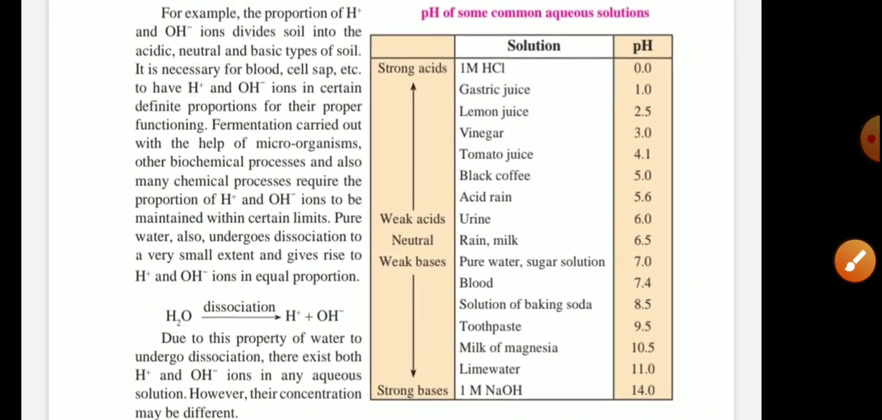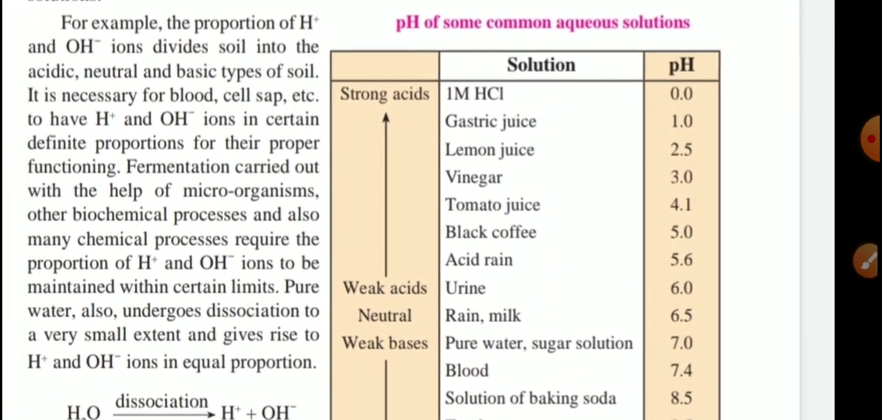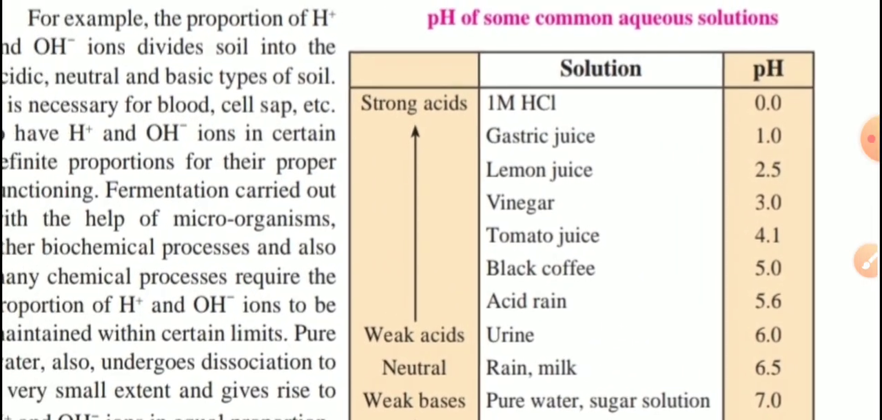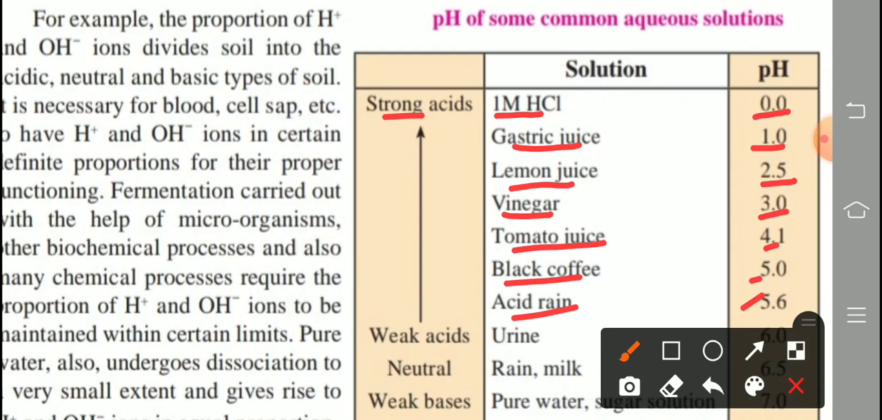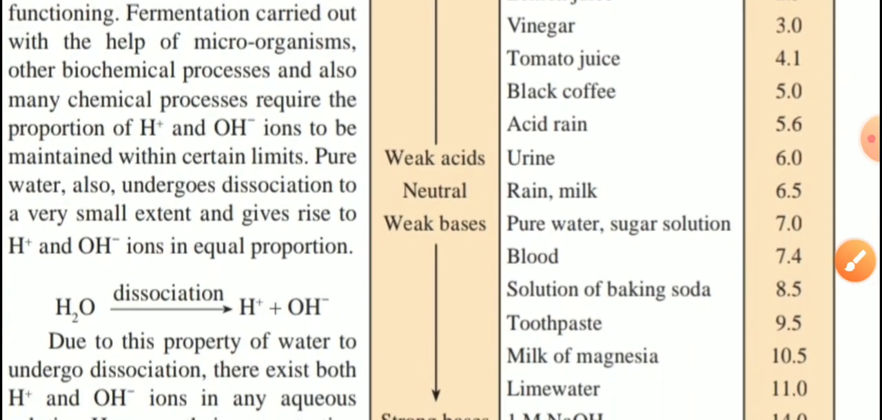Now see in this table, the pH of some common aqueous solutions is given. Check that. Strong acid, that is 1 molar HCl. The pH of this strong acid is 0. Gastric juices, approximate pH is 1. Lemon juice, pH is 2.5. Vinegar 3. Tomato juice 4.1. Black coffee 5. Acid rain 5.6. Urine, check that.